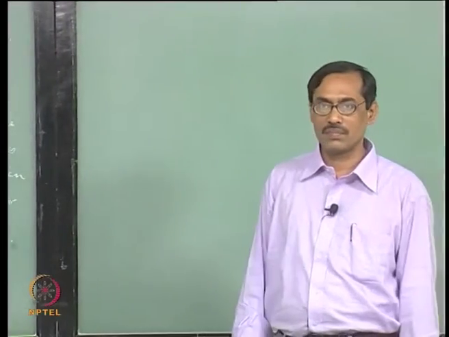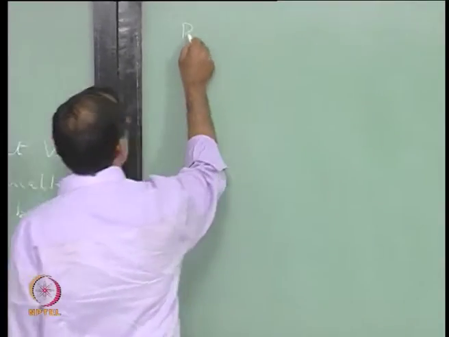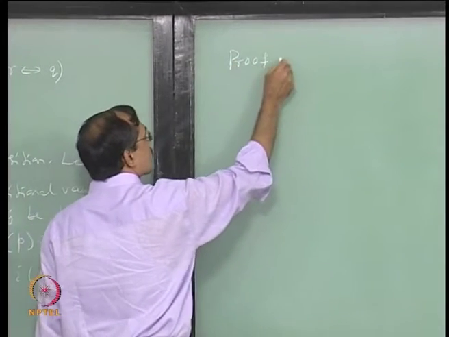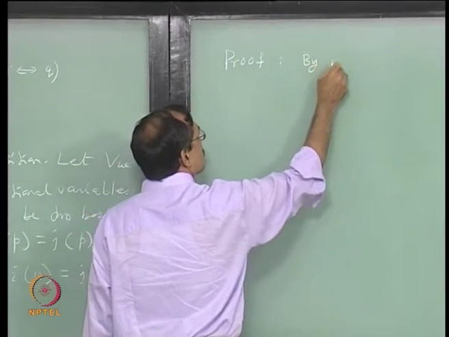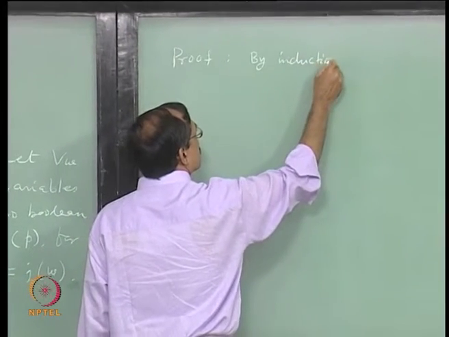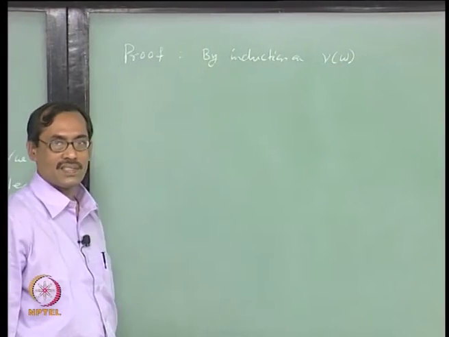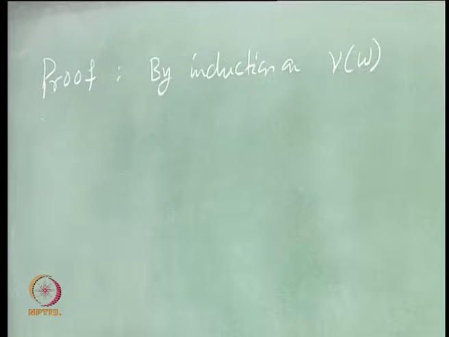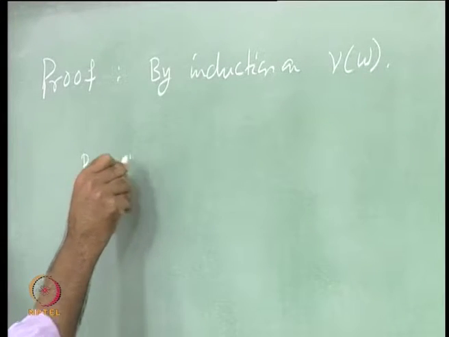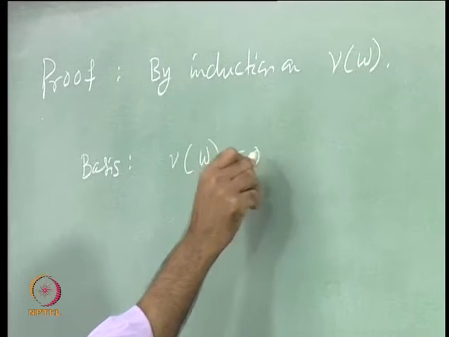Now, once you understand the proposition, we should prove it. So, how do you prove? Proof will be by induction on, we make that standard, nu W, meaning the number of occurrences of connectives in W. So, first the basis case, when nu of W equal to 0, fine. So, in the basis step, say nu of W equal to 0.